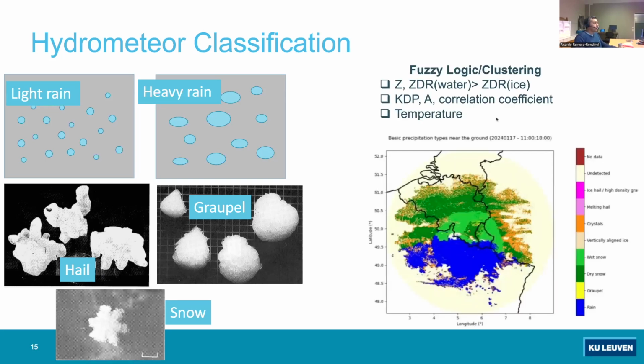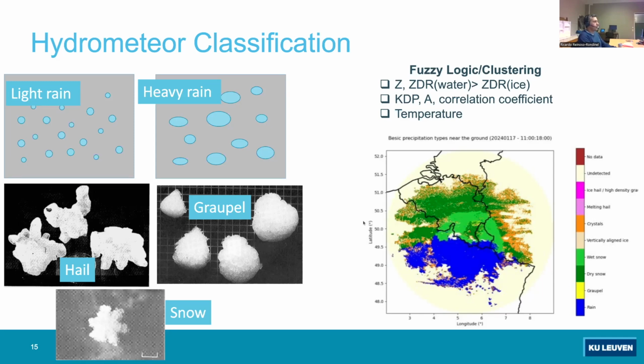Again, you could use a fuzzy logic approach in order to avoid fixed thresholds. That's the advantage of fuzzy logic, or also a clustering, a bit more fancy way to do it. And you could again use the polarimetric variables that I mentioned, and maybe also include temperature. Temperature could also help in order to distinguish solid precipitation from liquid precipitation. And this is an example of identifying more than 6 different hydrometeor types using a fuzzy logic approach.